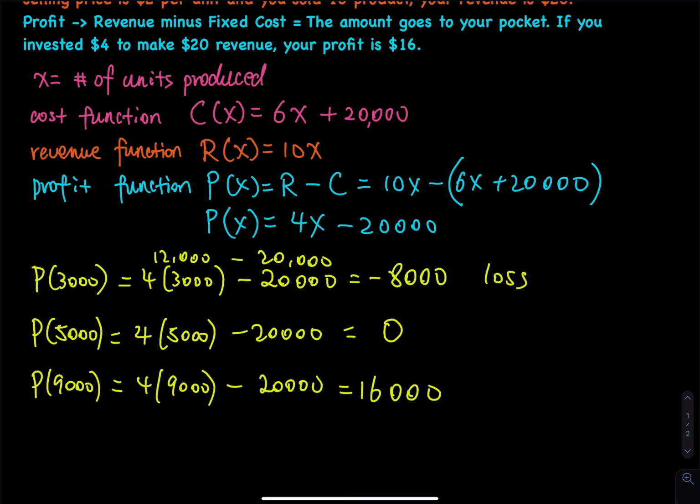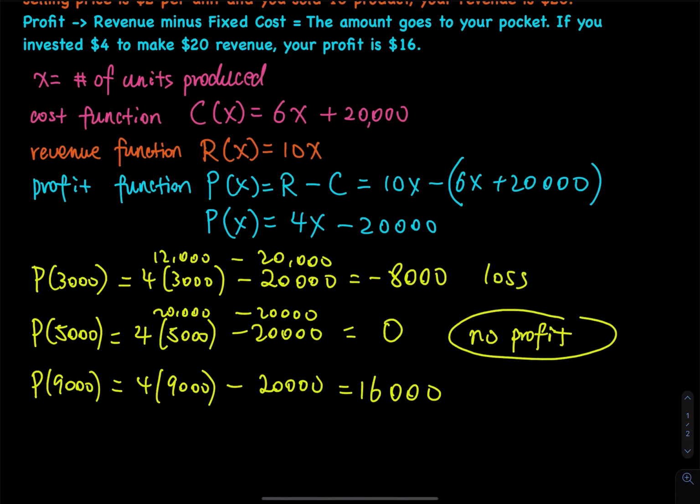So what about the one in the middle? 5,000. So 4 times 5,000 is equal to 20,000 exactly. And then you minus 20,000, that is equal to 0. So what can we say? You can say, all right, we did all the work, but we didn't make any profit. Okay, you can call that no profit. What else can you say? So what does no profit mean? No profit means there is a break even.